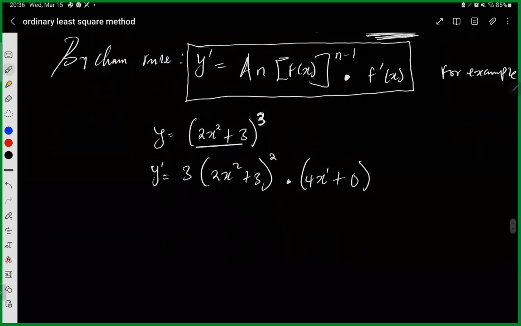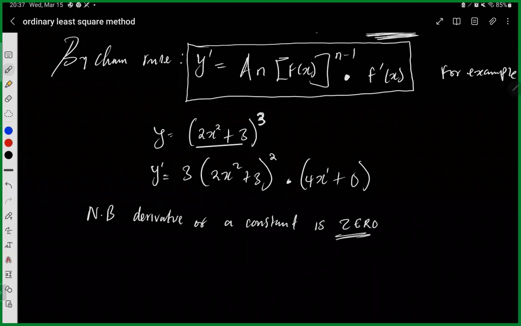Now, which brings me back to this point. Derivative of a constant, NB, derivative of a constant is 0. The derivative of a constant is 0. So this is what happens. In this case, we are adding plus 0 because the derivative of this 3 here is 0.